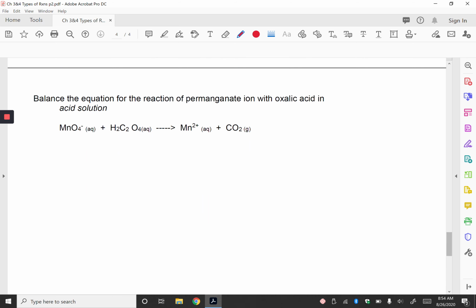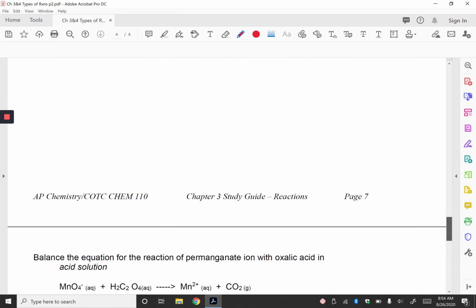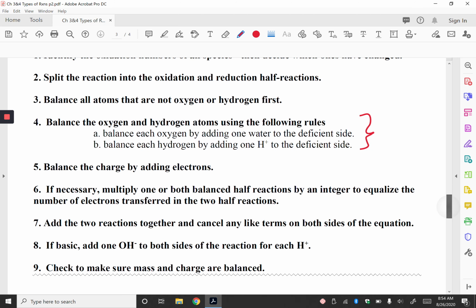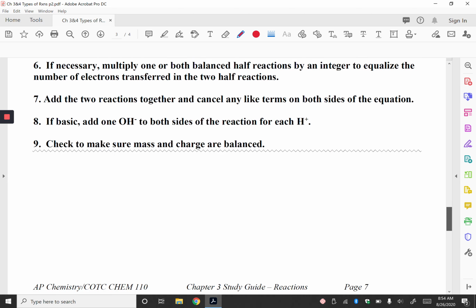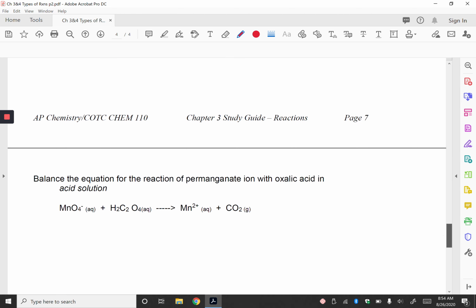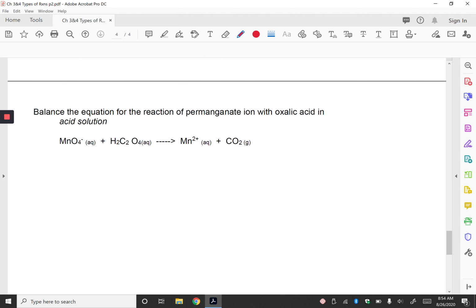So this one, they're telling us it's in an acidic solution. So I'm going to be going back and forth. Step 1 says identify the oxidation numbers of all species, then decide which ones have changed. That's something that you need to be able to do. Now, if you remember from last year, you don't actually have to be able to do that to balance them. This is just so that you can tell which one was oxidized, which one was reduced, but it's not really something that you have to know how to do. So let's do it just for fun.